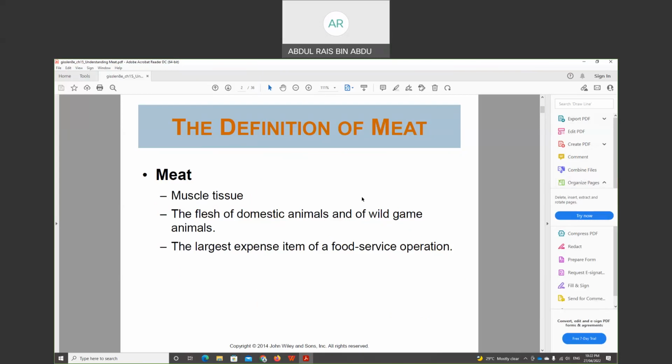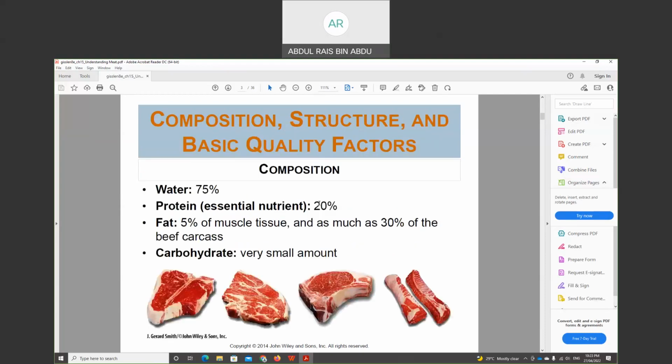Okay, alright. Dan meat dalam food service operation ni is usually the largest expense item. Okay, dia antara bahan mentah yang paling premium dan agak mahal lah berbanding dengan bahan-bahan lain. Okay, so composition meat biasanya ada breakdown dia.